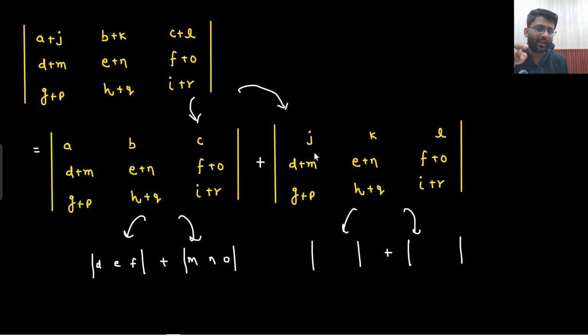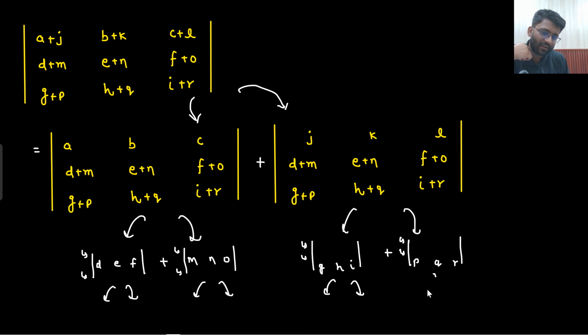What about this one? Here I am assuming that the first and second remain as it is, and I am breaking the third one. G, H, I, P, Q, R. These two remain as it is. Here, these two remain as it is. Understandable? Then again they can be broken into two parts. Again they can be broken. In that manner, it may keep on going.